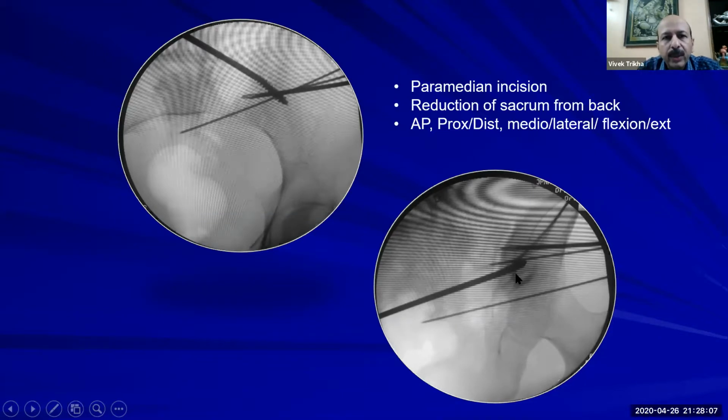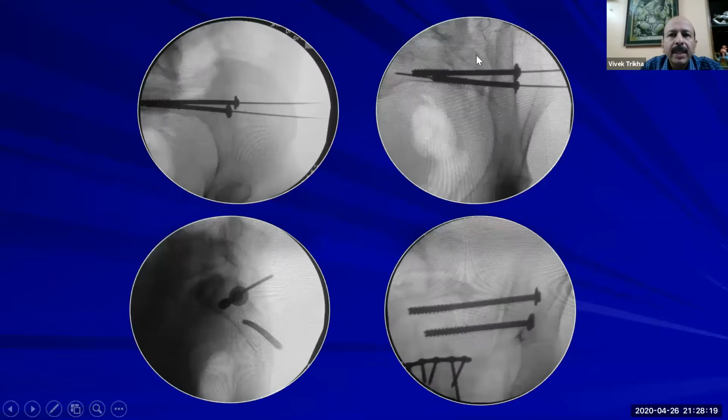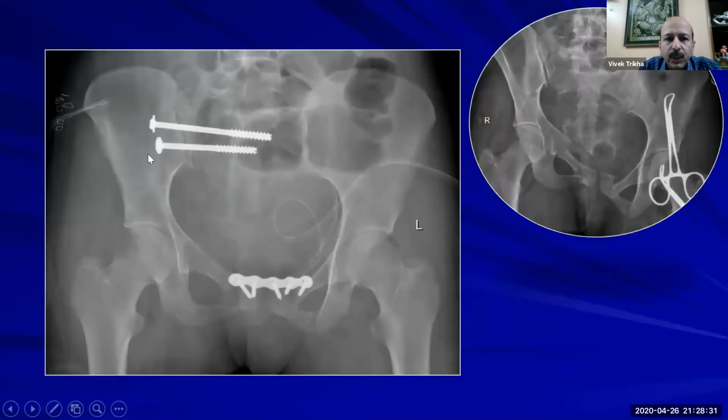We have tried to reduce that fracture, and then K-wires have been put to maintain that fracture in the position. Both anteroposterior, mediolateral, and vertical displacements have been taken care of. And then you just put in the screws, as was told by Professor Kong, in both S1 as well as in S2. And you can see that the anterior fixation was also done. And then subsequently, the fixation showed it like this.